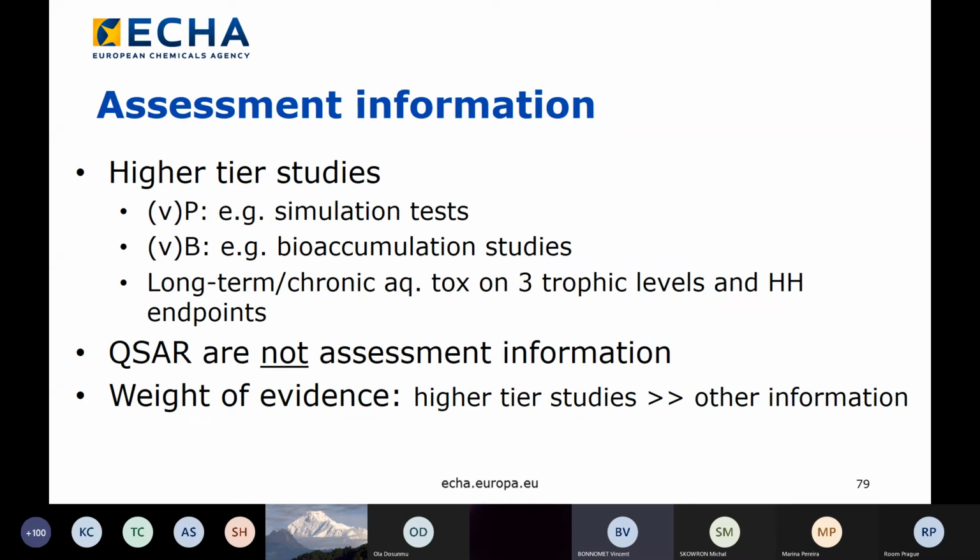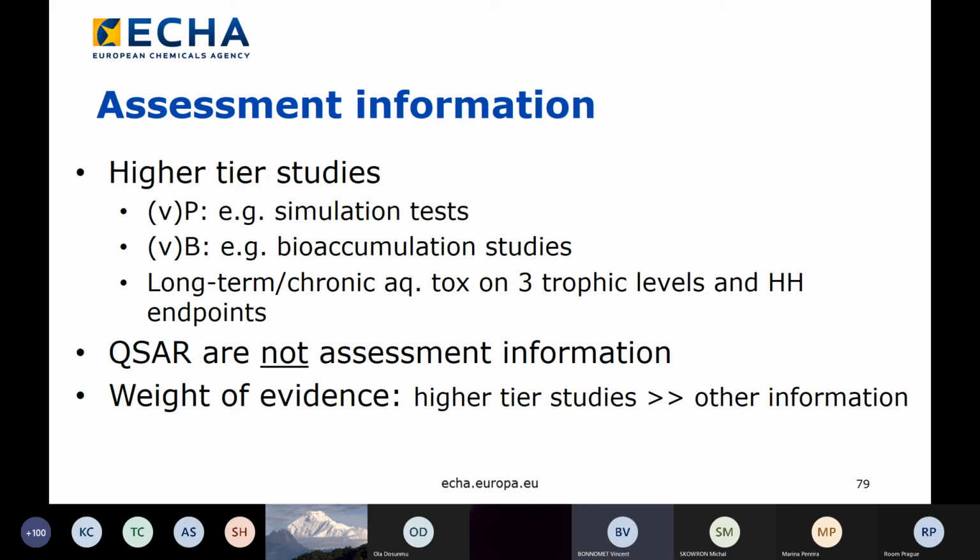Assessment information, I will be quick on this because you all know what it is. These are IRT studies. So typically for a persistence assessment, it's a simulation test in 3 compartments. For bioaccumulation, it's bioaccumulation studies. And for toxicity, it's long-term or chronic aquatic toxicity on 3 trophic levels. It also includes some human health endpoints.